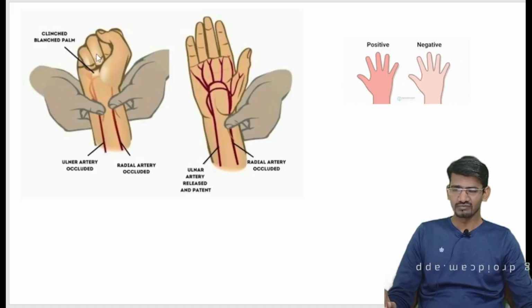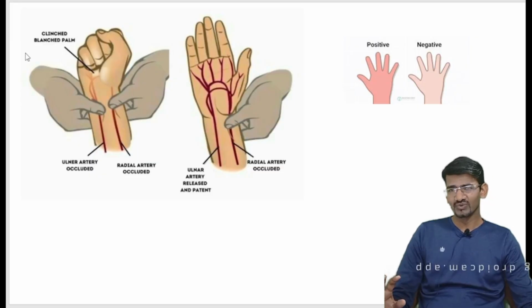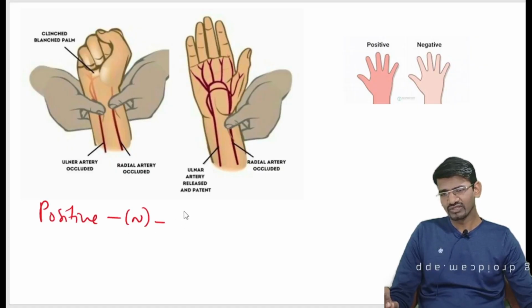First a fist is made, then both the arteries, the radial and the ulnar arteries, are blocked. We release the pressure over the ulnar artery. If the hand turns pink, then it is positive. If it doesn't turn pink, then it is negative. If it is positive, it means it is normal, where we can go with radial artery blood sampling.